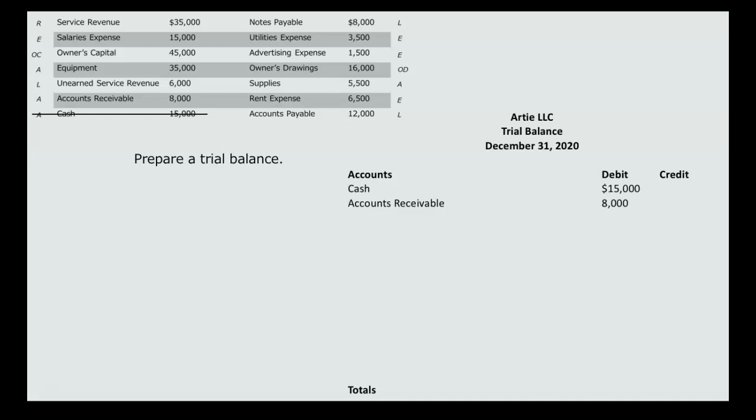So after accounts receivable, we are going to have two more assets that we need to list here. We have equipment and we have supplies. Again, we said that equipment is something that a company is going to have long term. So the next one that we're going to list is going to be supplies, because supplies are things that we're going to use up faster than equipment. So supplies, another asset, and the $5,500 gets listed under the debit column.